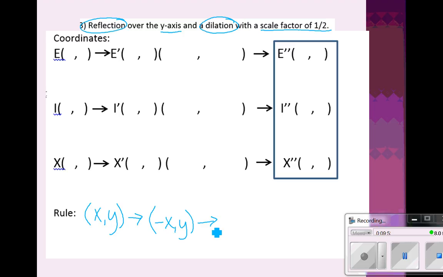And then we're going to go to the dilation, which is a scale factor of 1/2. So we're going to multiply each value by 1/2. x times 1/2, y times 1/2.